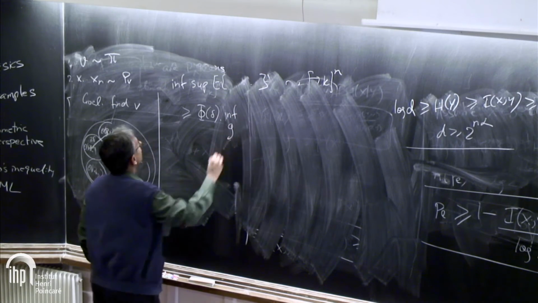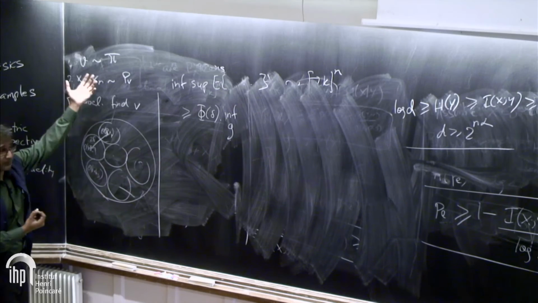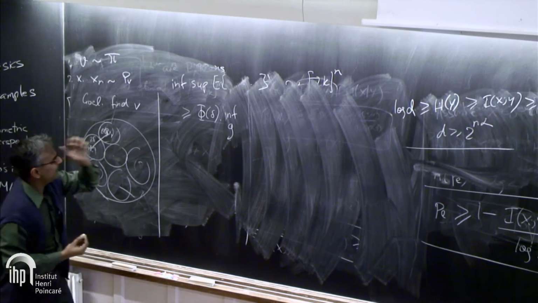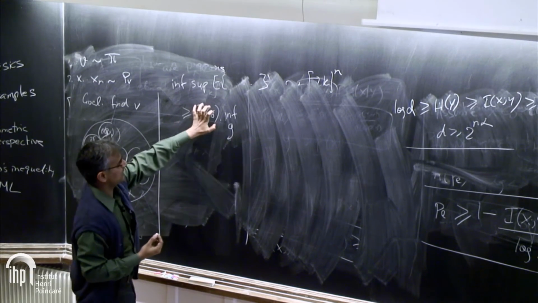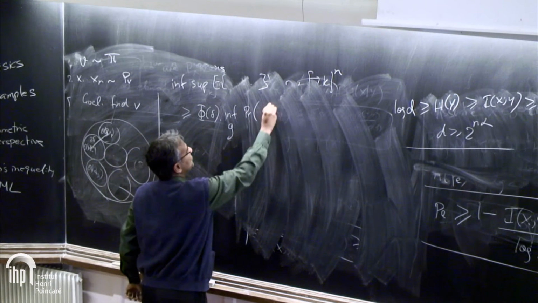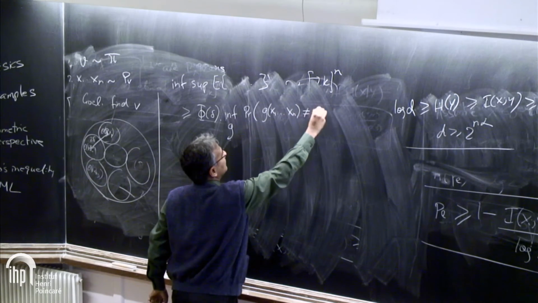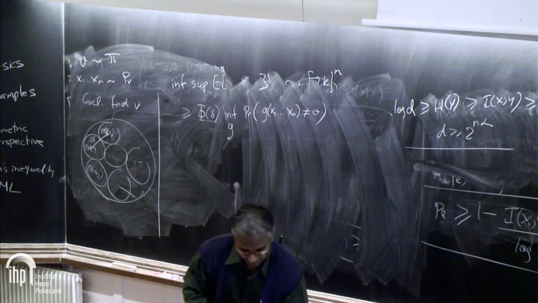Inf over all, suppose you have some reconstruction procedure that finds V from this sample. So let's say some procedure G. This quantity is greater than or equal to this term times the probability that G of x1 up to xn is not equal to V.